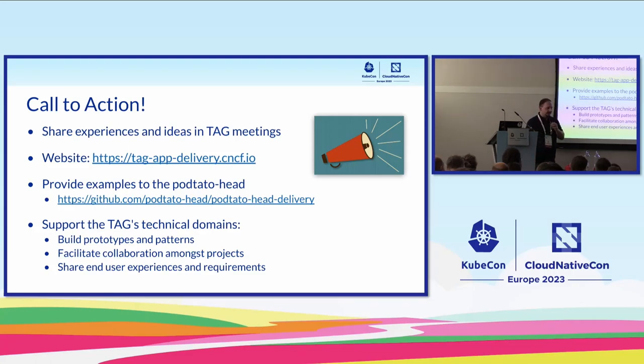And some of you might ask, or might not ask, what you could do for the TAG. The first thing would be if you have use cases, experiences, and so on about cloud native application delivery, we are really glad to hear this. The things we are doing there should not be academic. They should help you, they should help other end users, but also our projects to evolve. So if you are doing cool things, just get in touch with us, and you can always show this in some of our TAG meetings. You can always visit our website and read our white papers. You can always provide examples to the potato head.